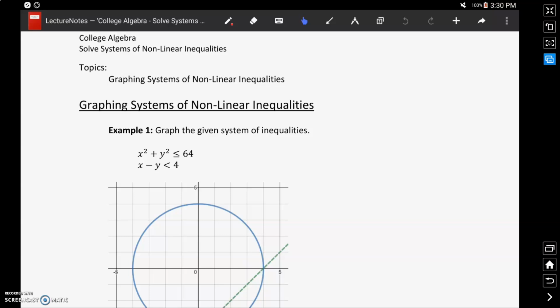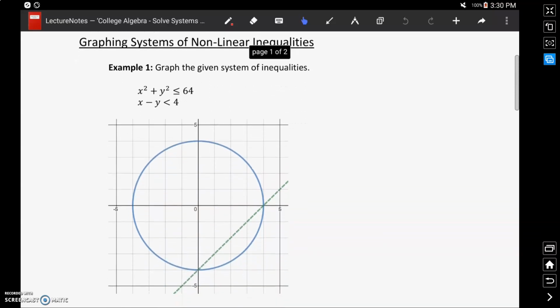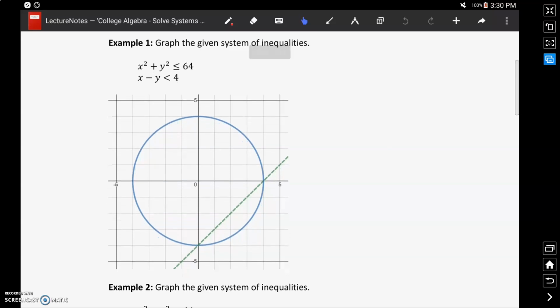To solve a system of nonlinear inequalities, we'll take an approach that's very similar to what we did with systems of linear inequalities. We graph both equations and then look at shading the region of the graph that makes both inequality statements true. First thing we want to do is identify, in this case, we already have our two inequality statements graphed, so that we can focus on examining the different regions where our solution might exist.